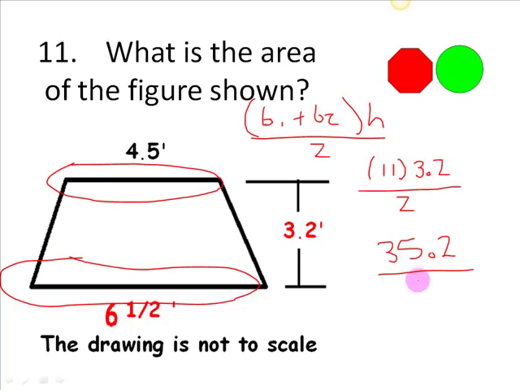And all of that divided by 2. And this is my final answer is going to be in feet squared. So it would be good form to go ahead and keep the units connected to this. So now I have 35.2 divided by 2, and that's going to be equal to 17.6. And my answer is going to be feet squared. So my correct answer is 17.6 feet squared.